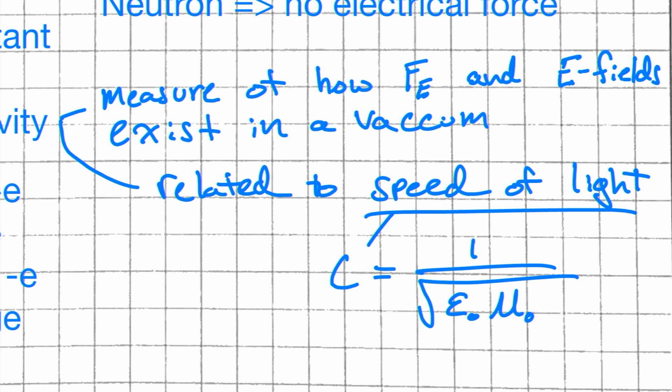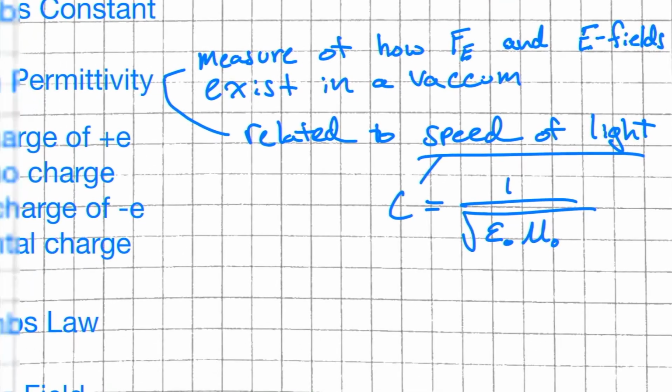Epsilon naught is the permittivity of free space. Mu naught is called the permeability of free space. Permittivity of free space, permeability. I really don't like how close those names are, and it makes them difficult to keep track of. So be aware that we won't get to study the permeability of free space until we get to magnetism, which is going to be towards the end of the semester.